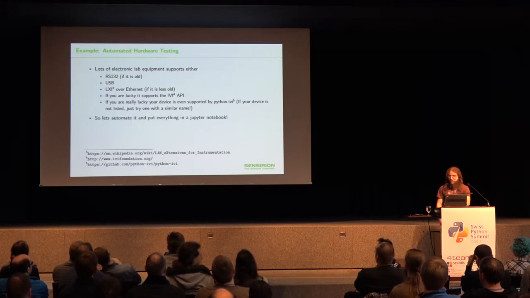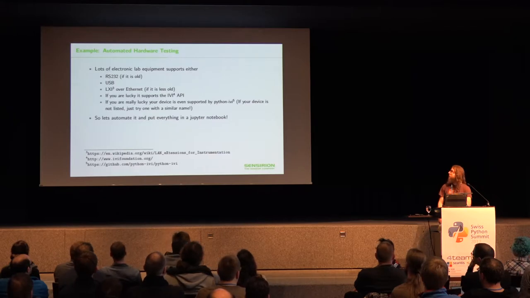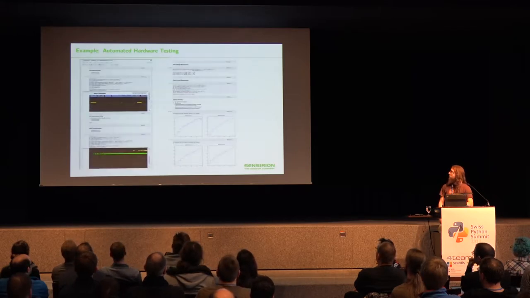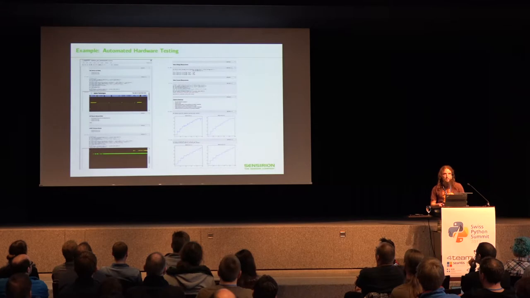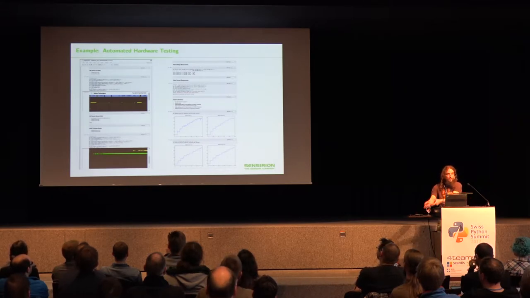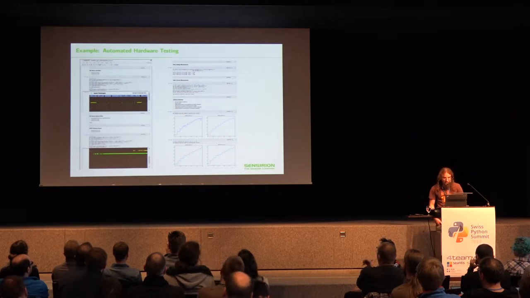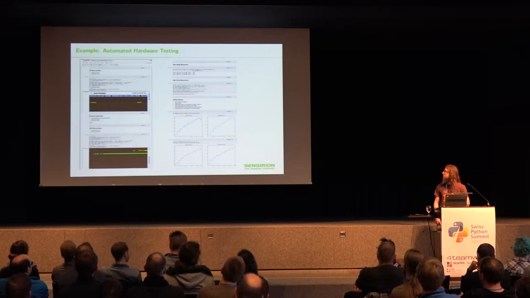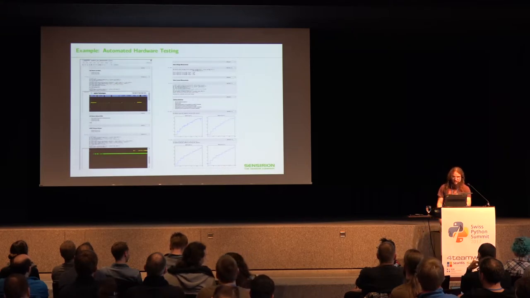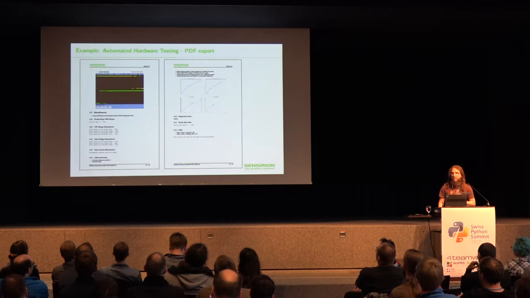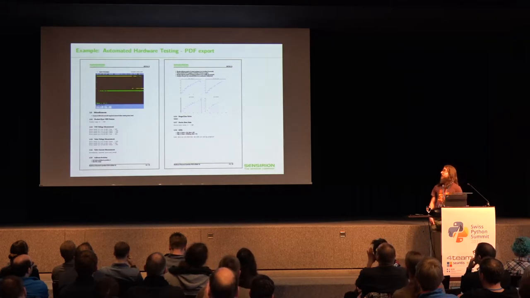So just automate the whole test and put it in a Jupyter notebook. This will then maybe look like that. On the left, you see some code to get input from your lab measurement tools. These plots are gathered directly from the tools via Ethernet. Then you can do some processing, further analysis and plotting, and end up with a very nice looking report which satisfies your manager's needs or whatever.